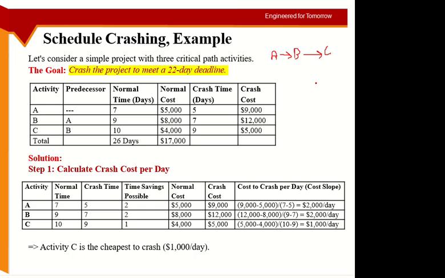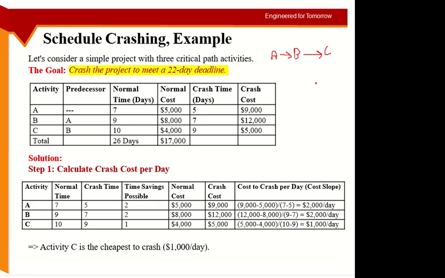But for crashing, you have the data in front of you. So we have the normal time and the normal cost. For activity A, 7 days will cost me 5,000. Crash time 5 days, crash cost 9,000. So if I try to finish activity A in 5 days, I will have a total cost of 9,000. Then for activity B, I can go from 9 to 7 days, so 2 days less, and it will increase from 8,000 to 12,000.